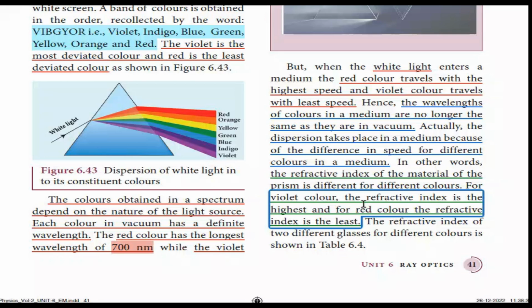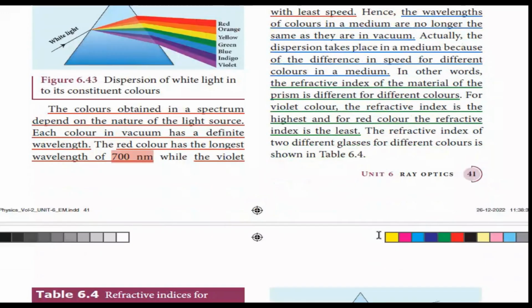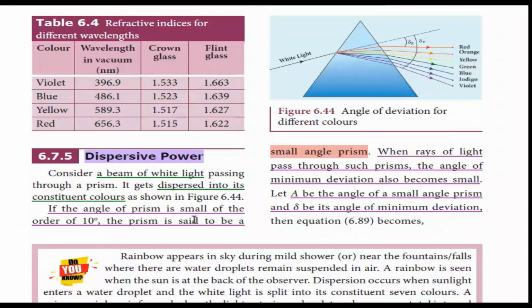The refractive index of two different glasses for different colors is shown in this tabular column. This table gives the refractive indices for different wavelengths in vacuum in two different types of glasses. For violet color, the wavelength in vacuum is only about 396.9 nanometer, and for crown glass the refractive index is 1.533, and for flint glass it's 1.663. These are the values for these different colors.